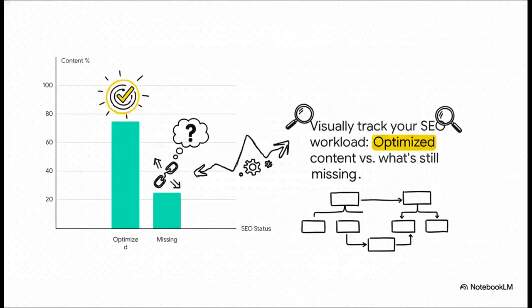And check this out. This chart is just a brilliant way to see your SEO workload visually. That big green bar, that's all the stuff you've already optimized. And that smaller bar, the one with missing data, that's your to-do list right there. No more guessing what needs to be done next.